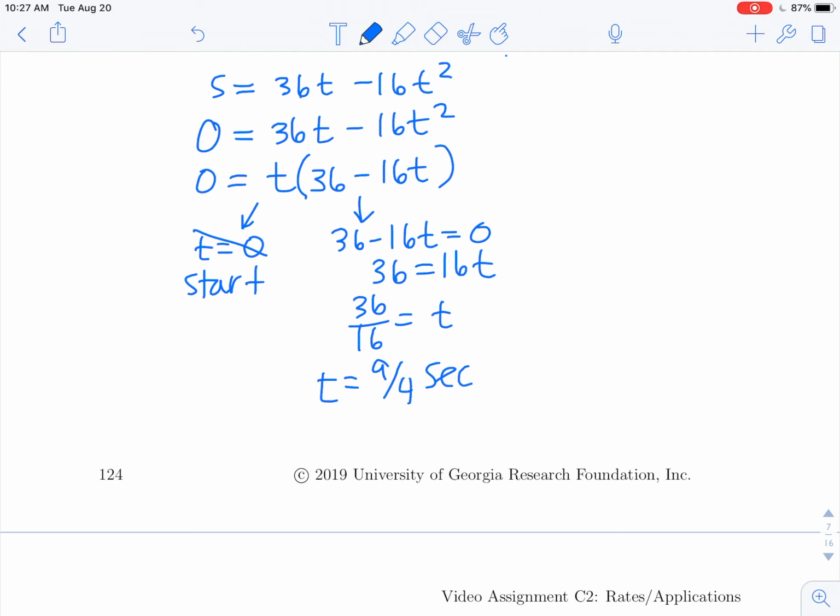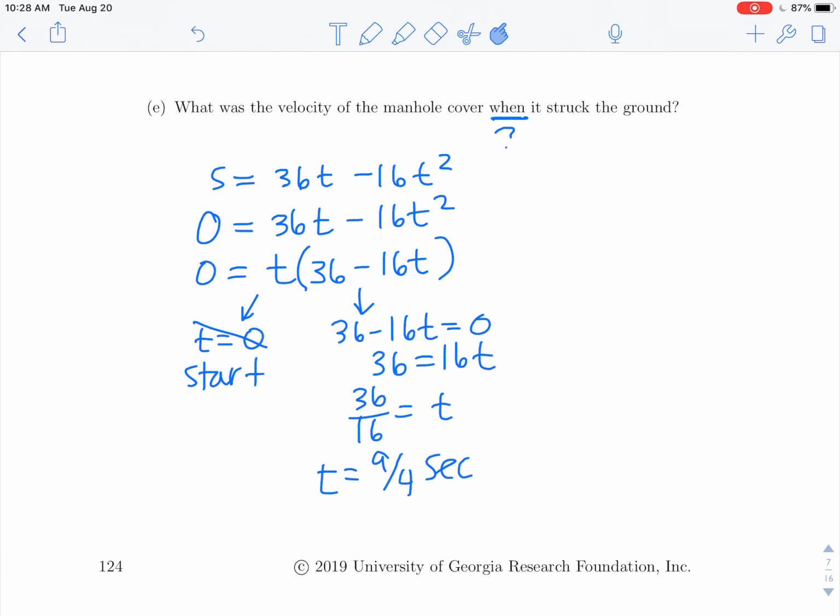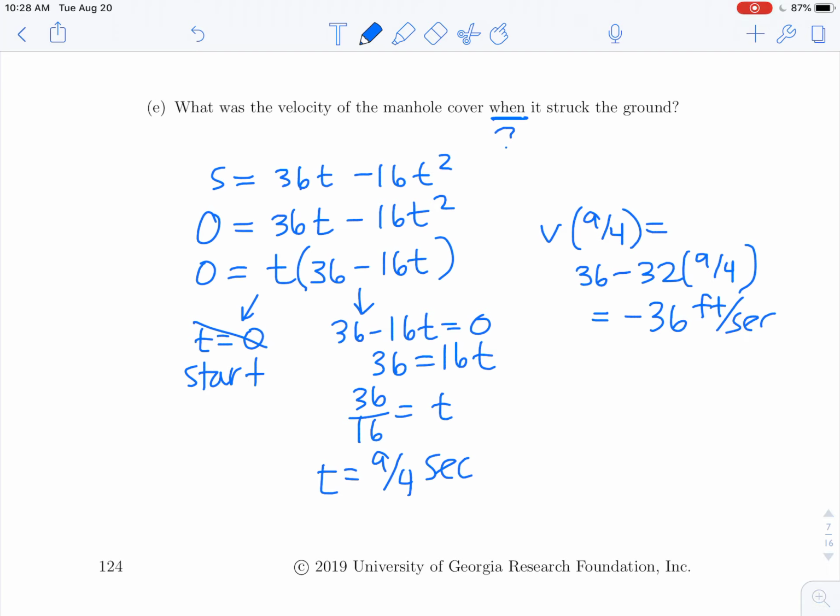So our chart in the previous part was okay. But let's finish this question before we go back and add this little bit of detail. So at time 9/4 of a second, the manhole cover hits the ground. And we want to know the velocity at that time. So the velocity at 9/4 of a second is going to be 36 minus 32 times 9/4. And that actually works out to be negative 36, and it's feet per second.